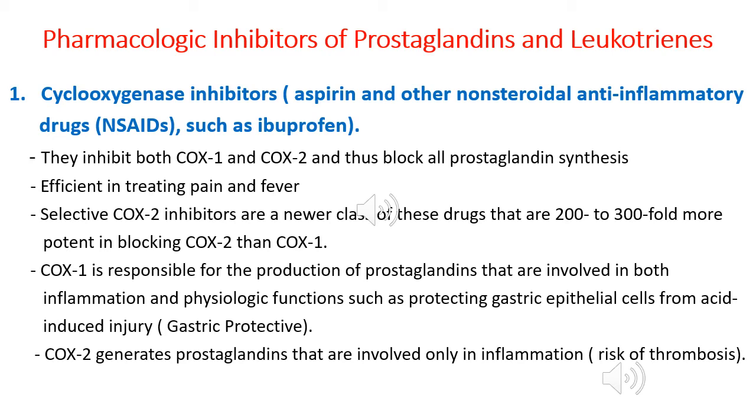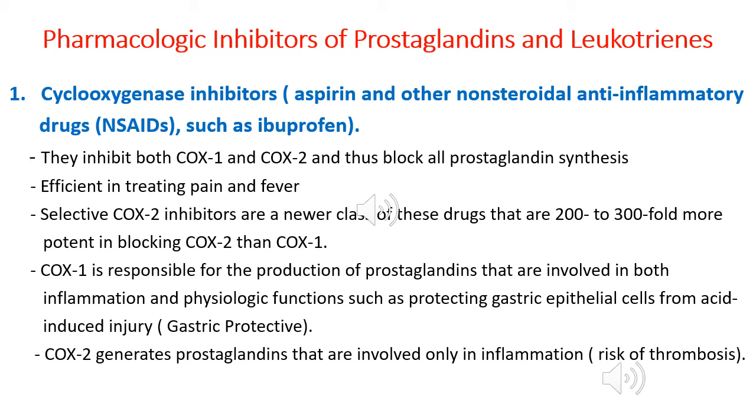So the first category is the cyclooxygenase inhibitors, which includes aspirin and other non-steroidal anti-inflammatory drugs such as ibuprofen. Aspirin, ibuprofen, and NSAIDs are among the most commonly used medications, especially over the counter without prescription. We have to understand exactly their mechanism and their side effects as well. The main action is that they inhibit both COX-1 and COX-2 and thus block all prostaglandin synthesis. These are broad cyclooxygenase inhibitors, and they are efficient in treating pain and fever.